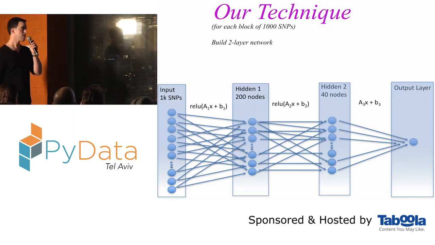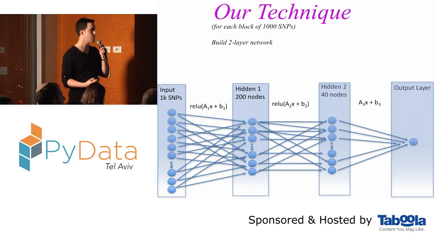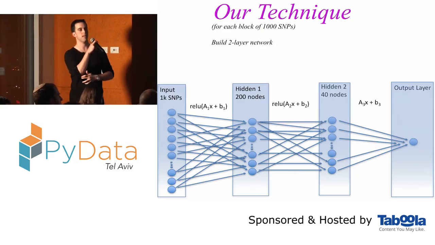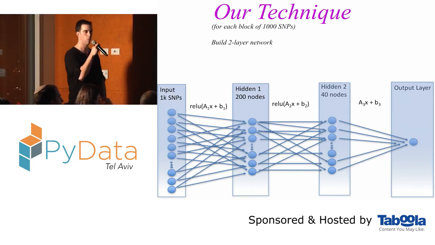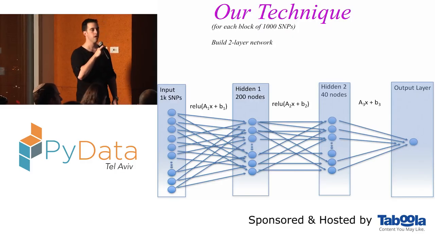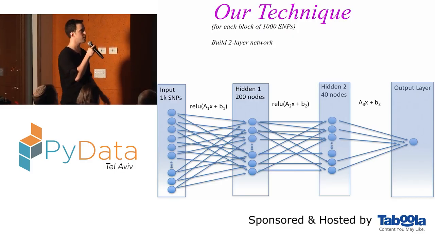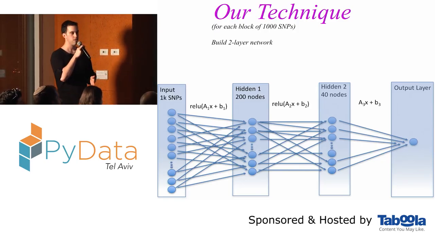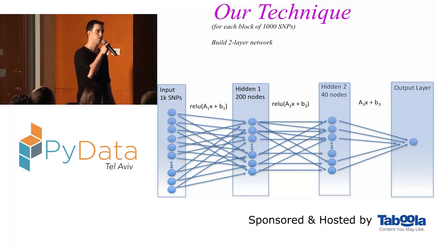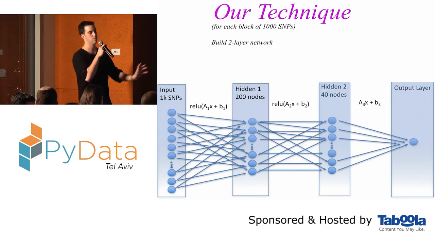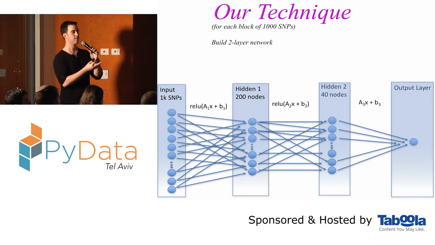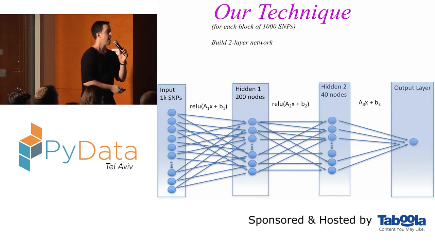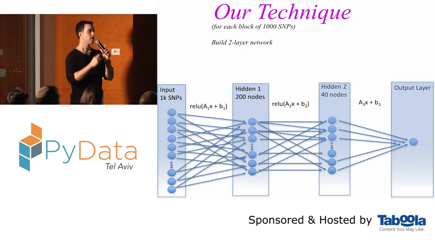Yeah. So the 1K here is fairly arbitrary, in the sense that there's no great reason to have 1K over 2K. We actually haven't tried too much, but the point is that the beginning and the end of that 1K will be very uncorrelated. So we wanted to make sure that we have several LD blocks in there.